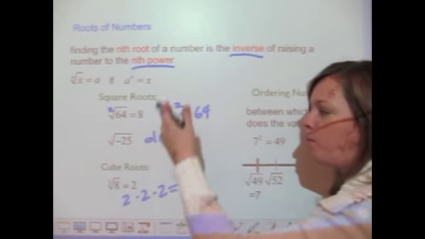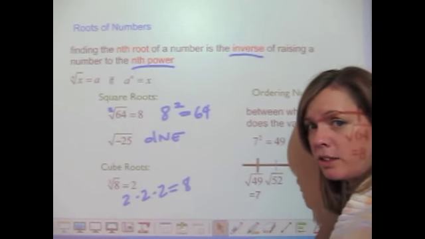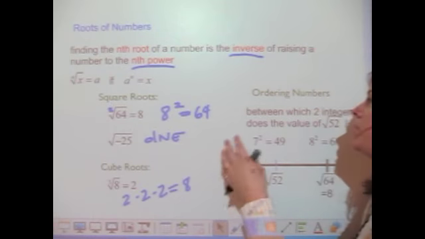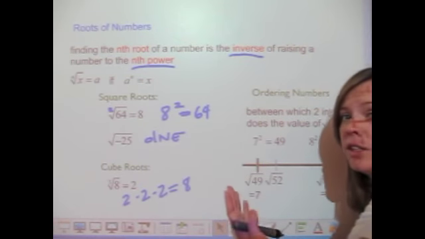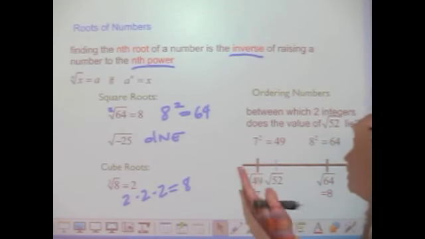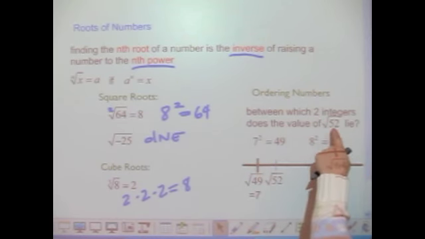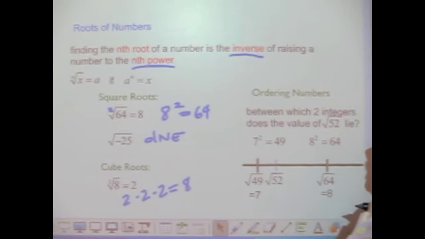Most of the time, in my experience, with square roots, you're going to have to be able to take some square roots, but you're also going to have to be able to order some different numbers, and square roots are going to fall in there. So a lot of times you have to figure out between which 2 integers a value like the square root of 52 lies. Well, let's think about the square root of 52.